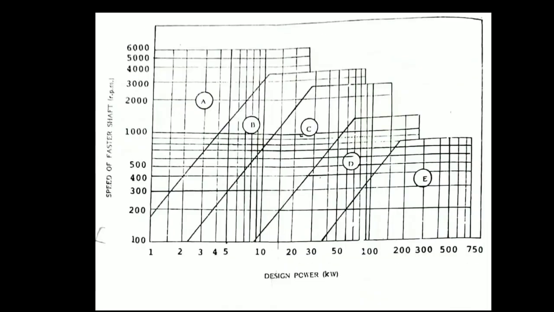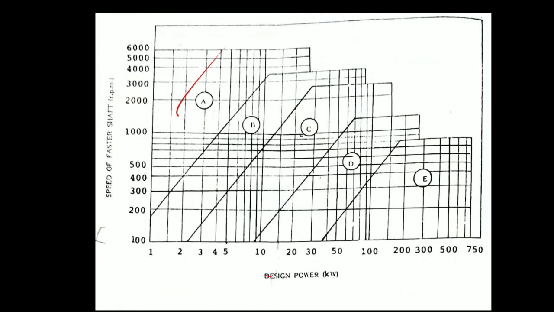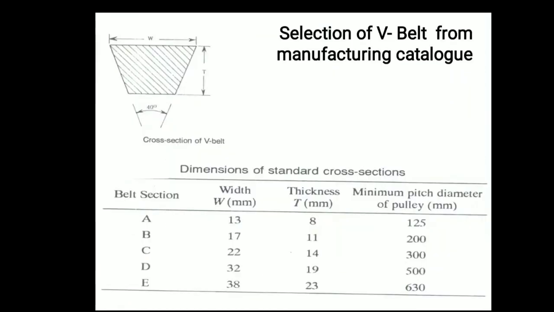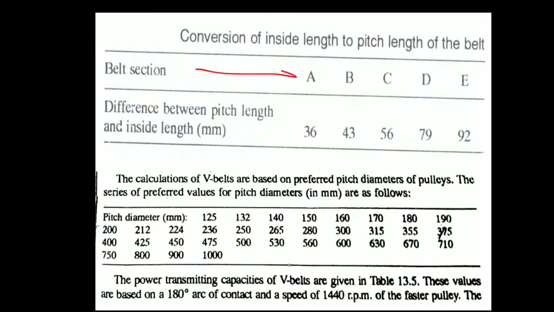I'll tell you what we have discussed in this session. Select from the manufacturing catalog. First of all, select the chart through which we'll get the belt section A, B, C, D by power and RPM. If I select one, then for that I can get the width, thickness and pulley diameter directly. Next, the belt section is used to calculate the inside length. If I select this, I will have to subtract this 56 in the calculation, and whatever diameter comes, that will be rounded to the nearest value from the diameter table.